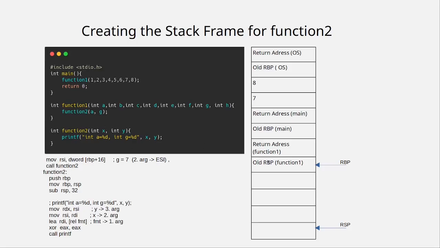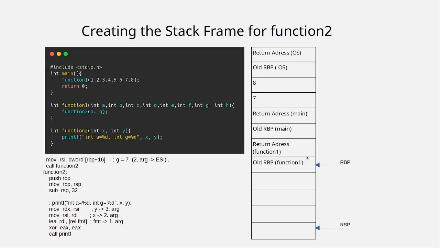After that, we once again run call function 2. This pushes the return address of function 1 onto the stack. Then we push RBP onto the stack as well. We copy the address currently pointed to by the stack pointer to the base pointer. And from the stack pointer, we create a 32-byte area. After that, we prepare the necessary operations to call the printf function. We call an external function in exactly the same way as we call our own functions. So, with this, we have also created the stack frame for function 2.